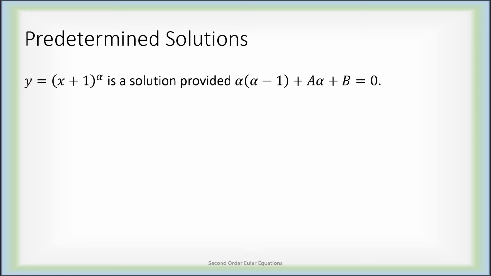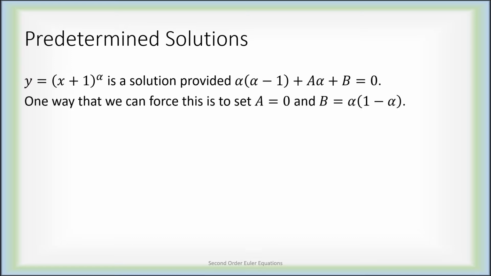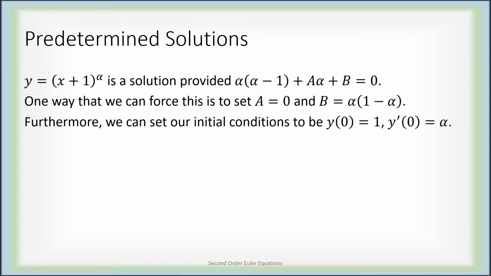So y equals (x plus 1) to the alpha is going to be a solution, provided alpha times (alpha minus 1) plus a alpha plus b is 0. We are picking a and b to make this happen. So one way we can force it to happen, not the only way, but still one way, is just suppose a is 0 and b is alpha times (1 minus alpha). Then we will have alpha (alpha minus 1) plus 0, plus alpha (1 minus alpha). Everything cancels out, and we really will get 0. We can also set our initial conditions to be y of 0 is 1 and y prime of 0 is alpha.